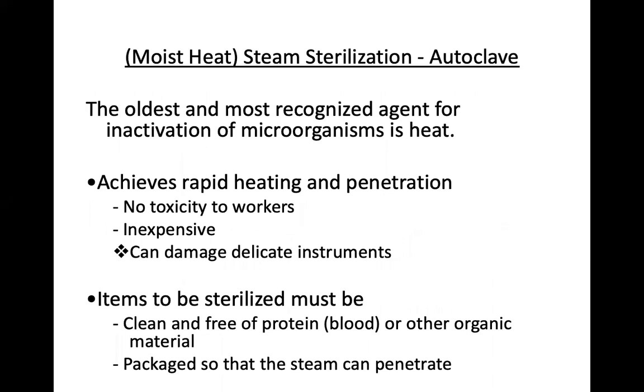An autoclave is the oldest heat gadget that has been used, and basically it's about using steam to kill microorganisms. What is unique about it is that it is a pressurized vessel, so you can increase the temperature of steam. Steam is basically water that has turned into vapor when it gets to the boiling point. But in an autoclave, because you're using a pressurized vessel, when you increase the pressure, you increase the temperature of the steam.